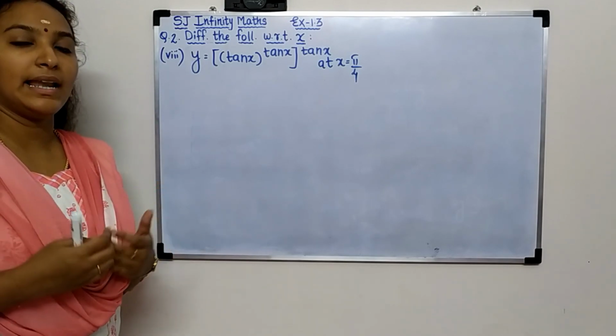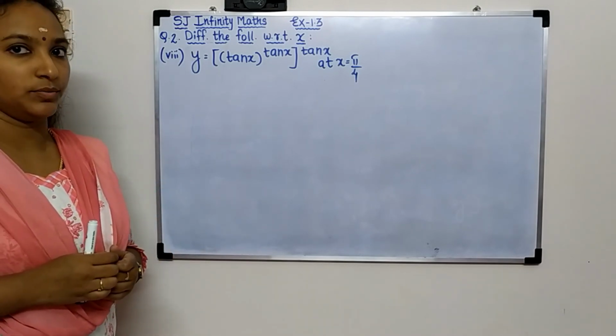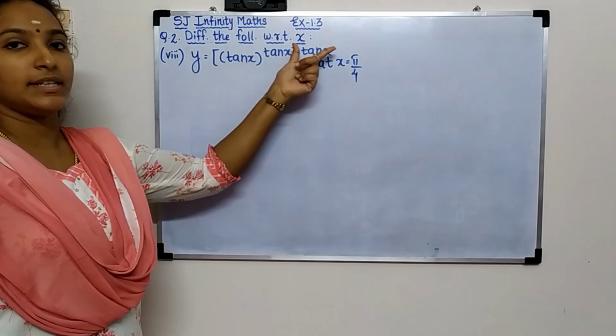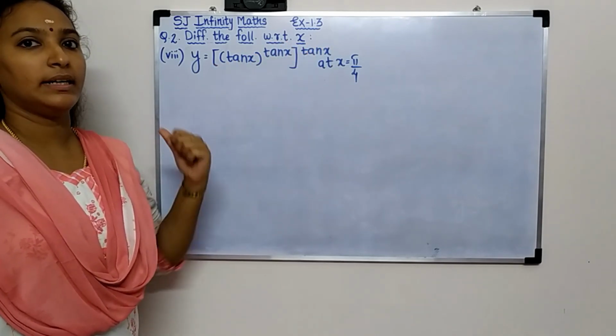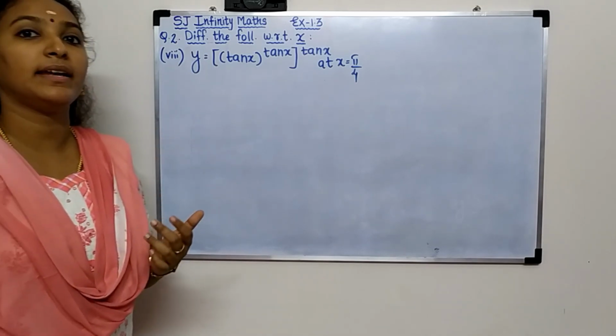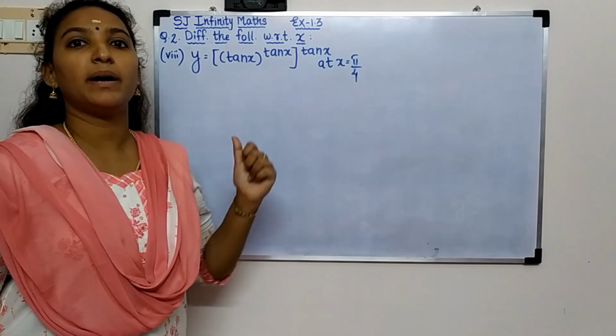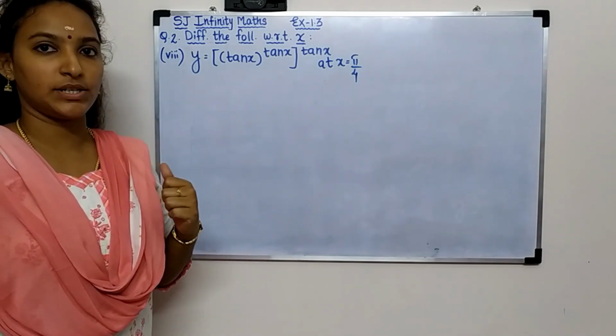Yes, now the last problem of question number 2. The question is tan x raised to tan x raised to tan x, with the whole expression multiplied by tan x, is given and we need to find the value of the derivative of this function at x equal to pi by 4.